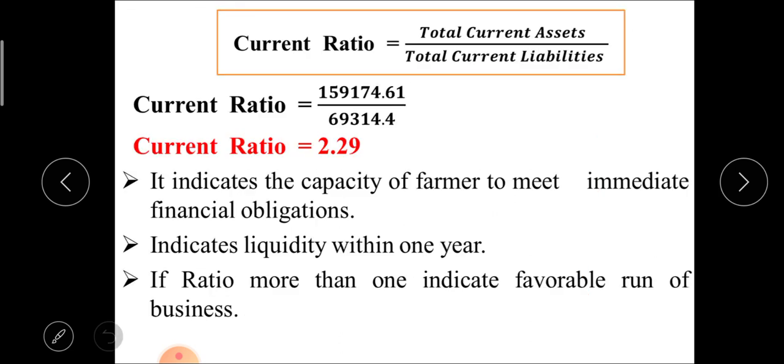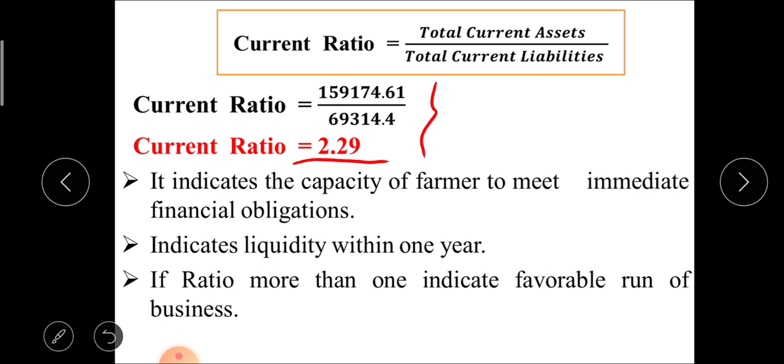So first, that is the current ratio. The formula for current ratio is total current asset divided by total current liability. By putting the values of current assets and current liability we calculate the current ratio of the balance sheet. By calculating this ratio, your final answer will be 2.29.